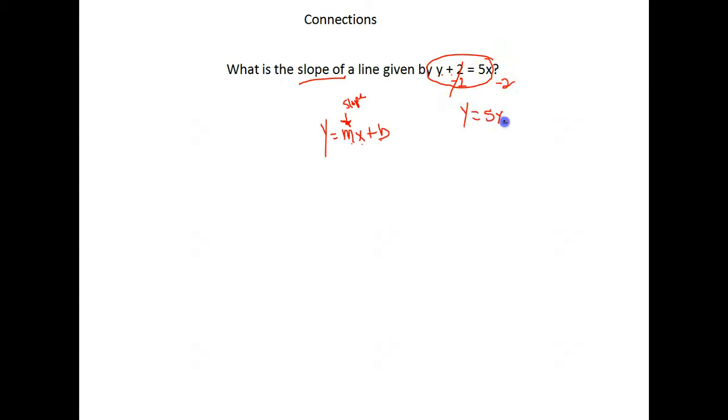And so now that gives me the equation y equals 5x minus 2. Again, the slope of the equation when it's in this form is the number multiplied by your x. So I can automatically tell the slope of this line would be 5.